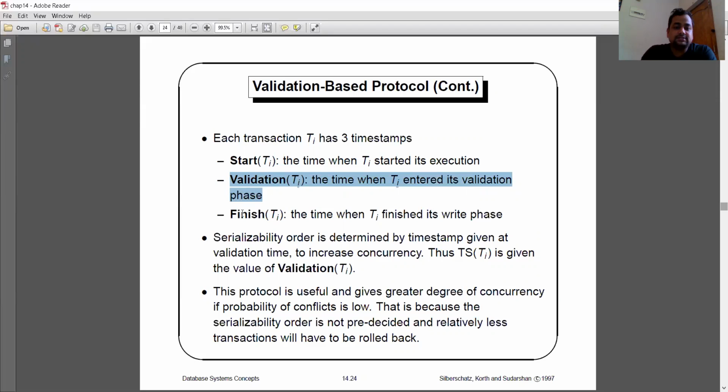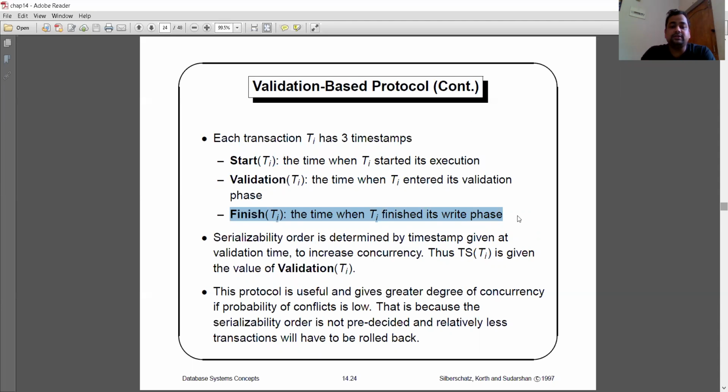And once the transaction Ti has completed its operation, that is called the finish time. So there are three things here: the time when it starts the execution, the start of Ti; when it enters the validation stage, the validation of Ti; and when it performs the write phase, completes the write, that is called the finish of Ti.